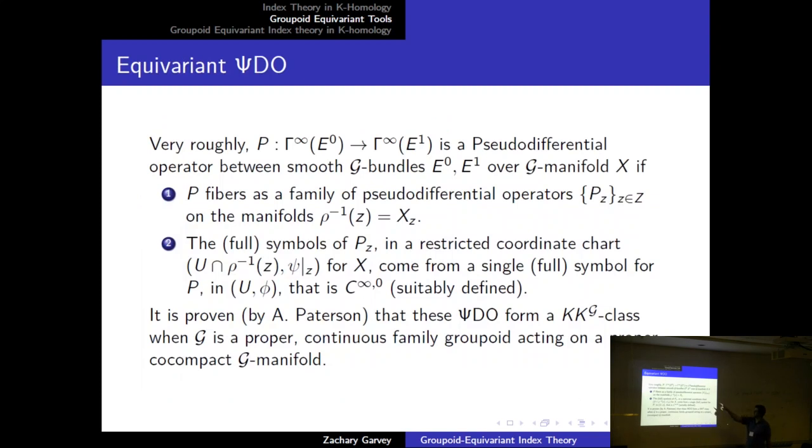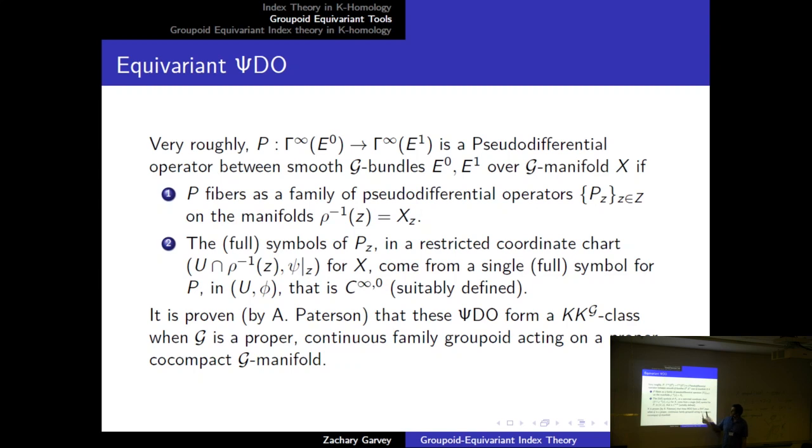Okay. So what is a pseudodifferential operator on one of these things? If we've got two G bundles, you can hopefully imagine what a G bundle looks like. It's a vector bundle with a G action. If you have an operator between smooth sections of two G bundles, then it's a pseudodifferential operator if it fibers as a family of pseudodifferential operators over rho. And again, we need to talk about what it means for that to be a continuous family of pseudodifferential operators.